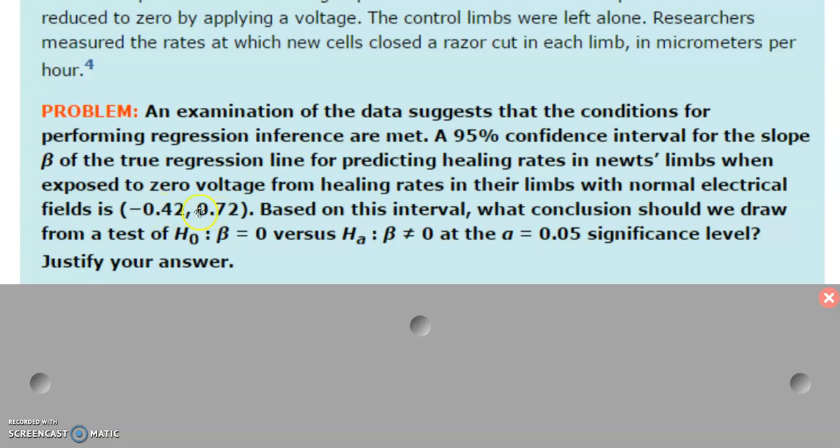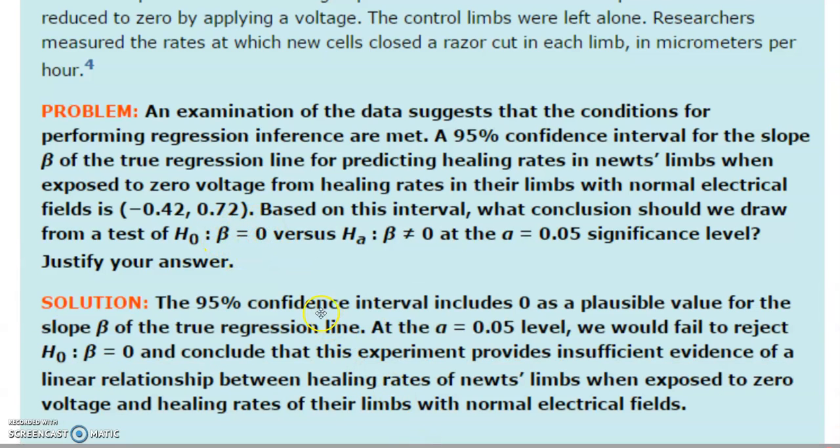Because 0 is in this interval, that tells us that 0 is a plausible value, which means the test will not reject 0. So because 0 is a plausible value, at the 0.05 significance level, we would fail to reject the null hypothesis. All right. And so then we do not have enough evidence. We have insufficient evidence of a linear relationship.